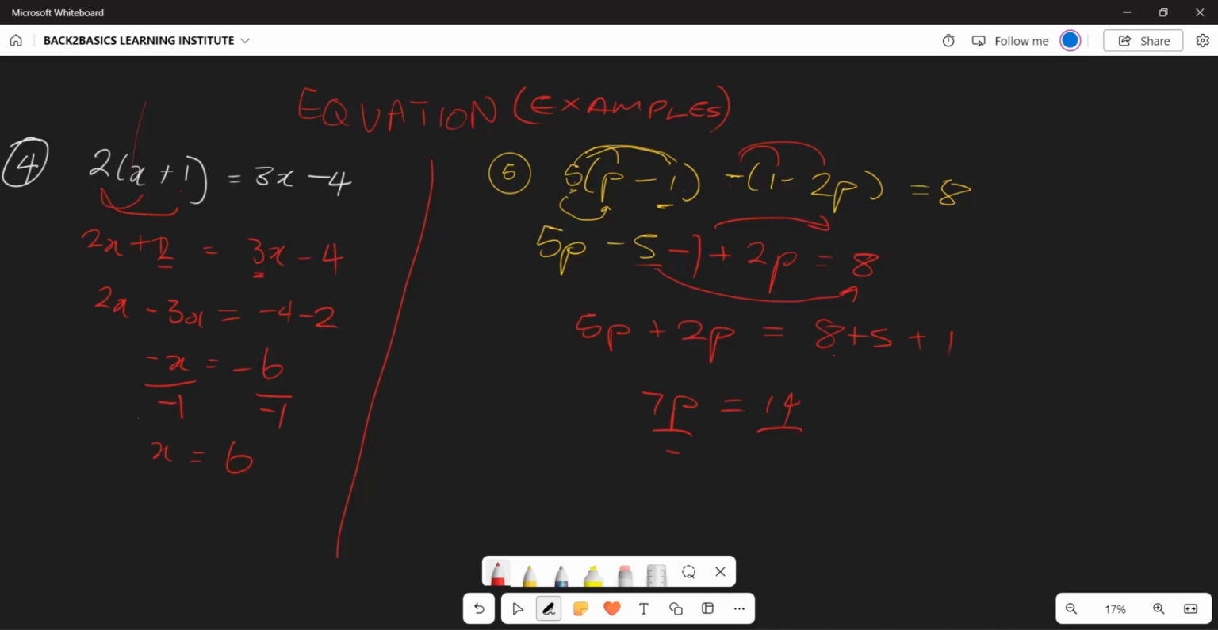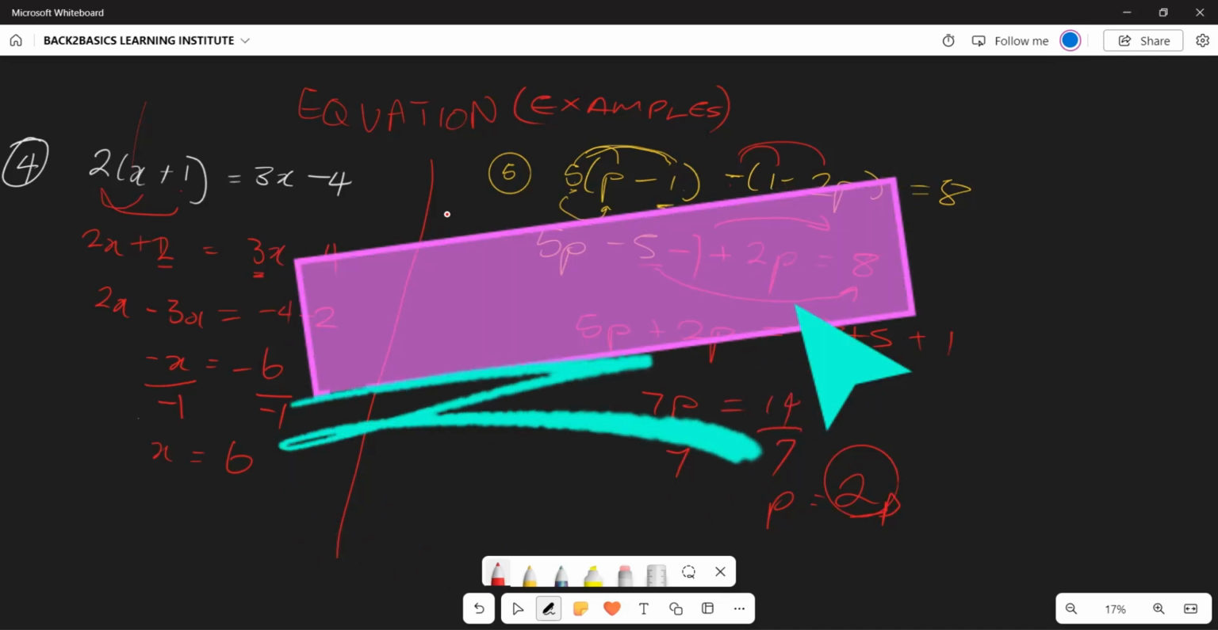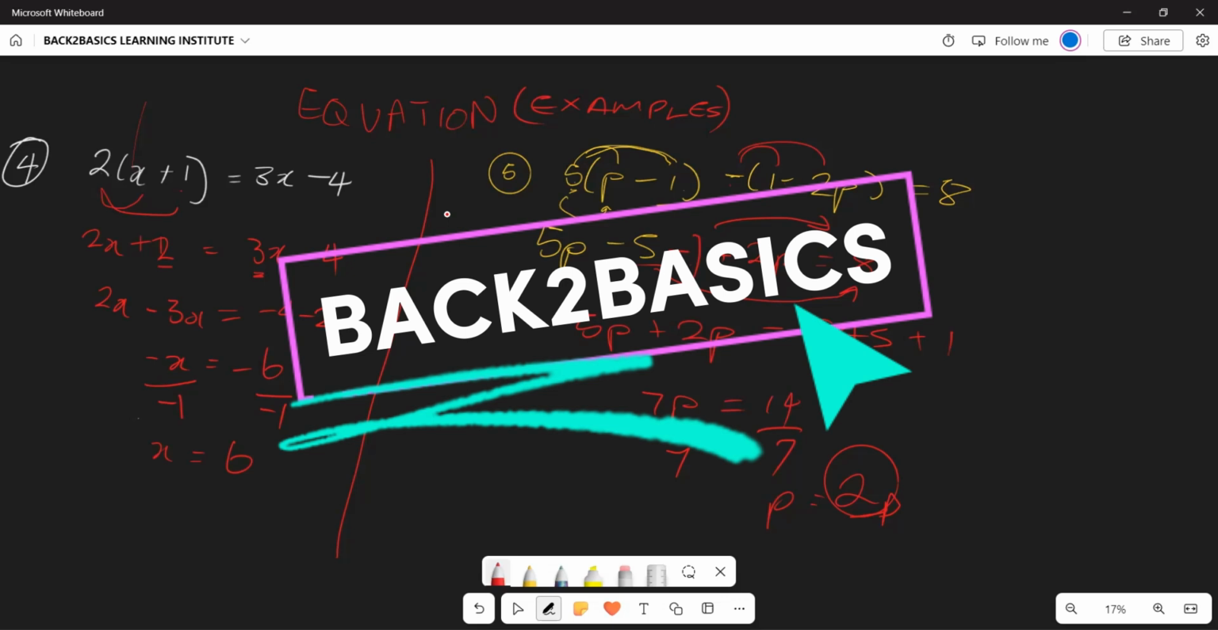So then from here, you're going to divide by 7 and you divide by 7. So which means actually your value of p here is going to be given by 2, right? So which means you need the value of 2 to make this left-hand side equal to this right-hand side, right? Hopefully, this makes sense now.